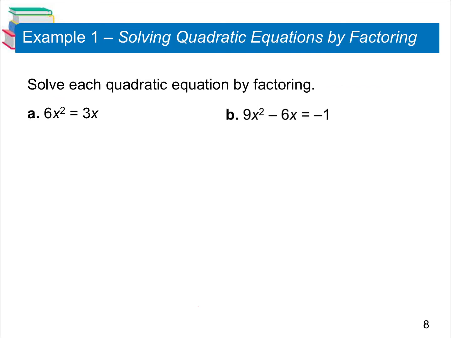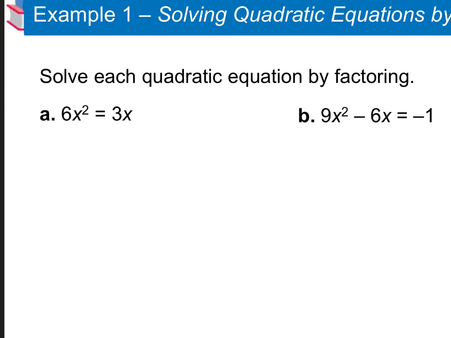In example 1a, you're given 6x squared is equal to 3x. With this one, you've got an x squared, so you want everything on the same side with that x squared. So we're going to move that 3x over by subtracting it from each side. That's going to give us 6x squared minus 3x is equal to 0. Now, you'll probably look at this and say there's not 3 terms on the left side, there's only 2. So how am I going to factor that?